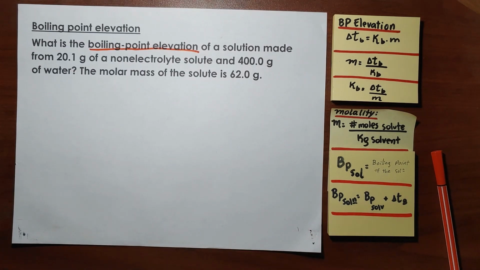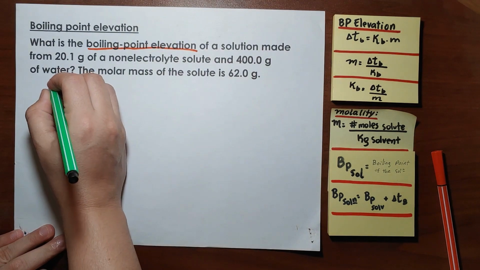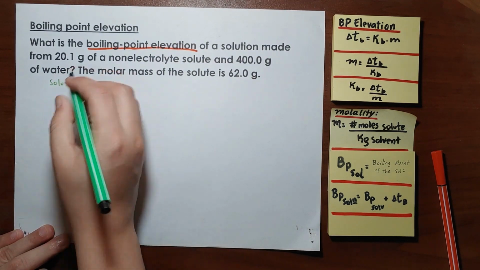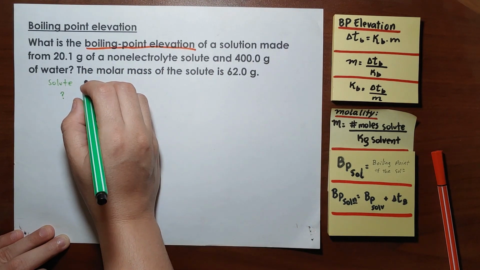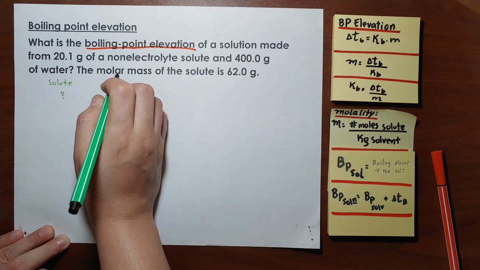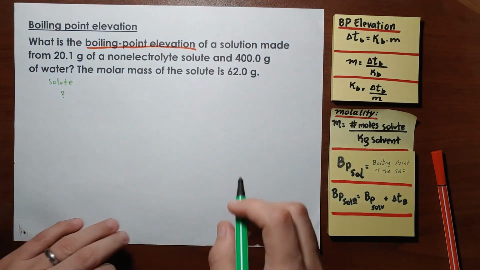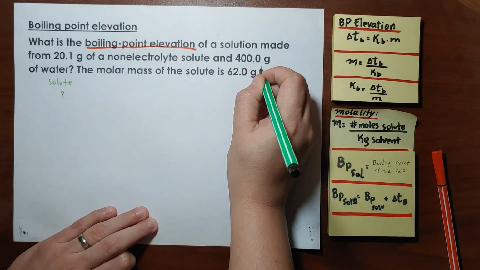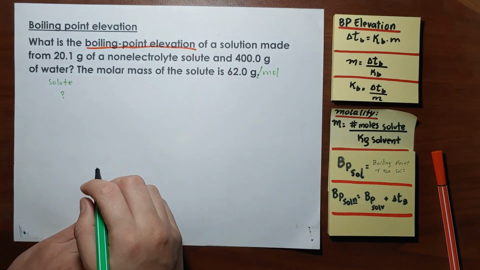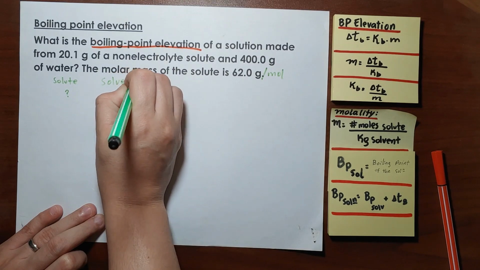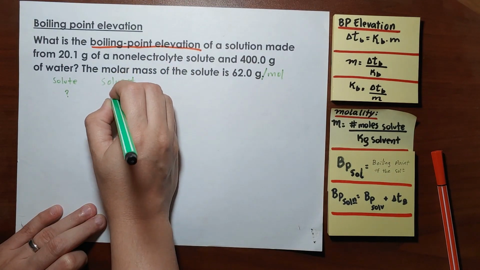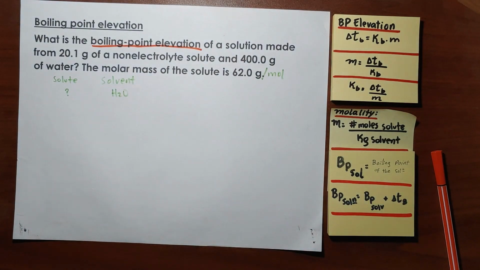So here we can identify a solute. It's unknown, but we know the molar mass, 62 grams per mole. We have the solute and we have the solvent. As you can see, the solvent is water. Okay, that's what we can tell. And let's see, what else do we have?